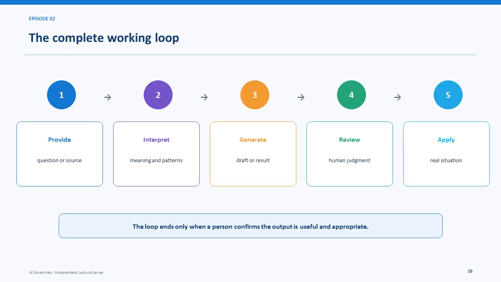This slide brings the entire working loop together. A person provides a question or source. AI interprets its meaning and patterns, then generates a draft or result. A person reviews it using human judgment and applies it to a real situation only when it is useful and appropriate. AI work is therefore not a straight line that ends with generation. It is a controlled process that ends with a human decision.